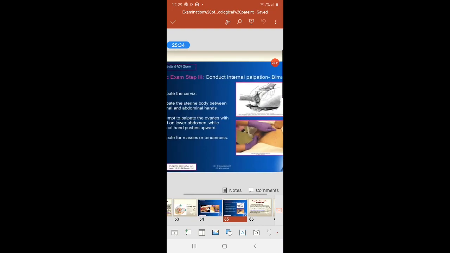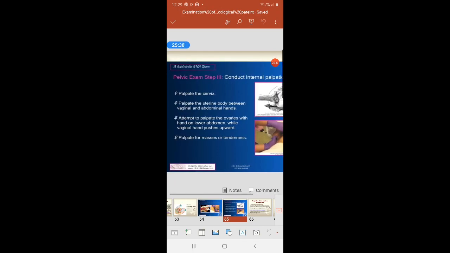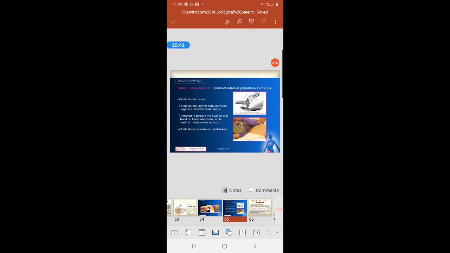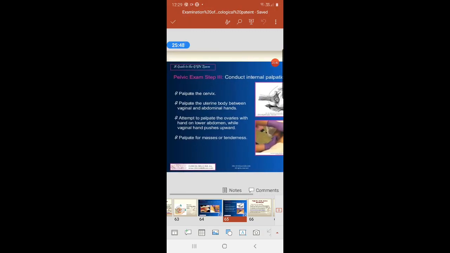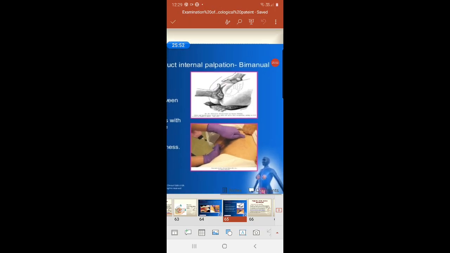Pelvic examination step two: conduct the internal palpation method. Palpate the cervix, palpate the uterine body between the vaginal and abdominal hands. Attempt to palpate the ovaries with the hand on the lower abdomen while the vaginal hand pushes upwards. Palpate for masses or tenderness. So you have to palpate all these things.